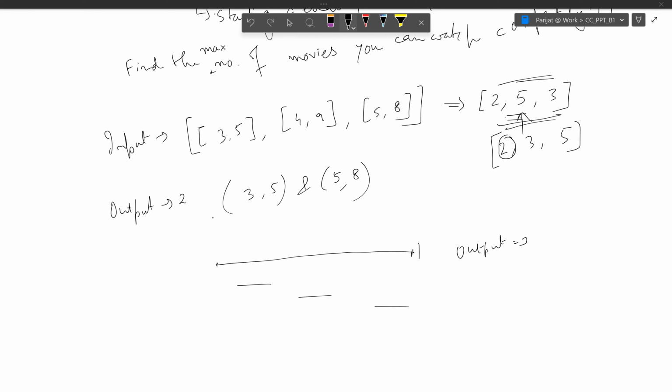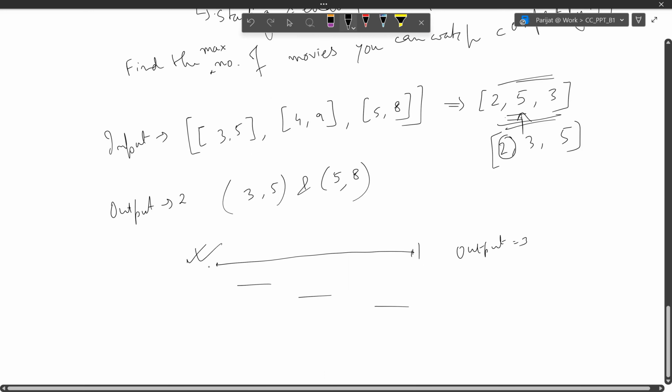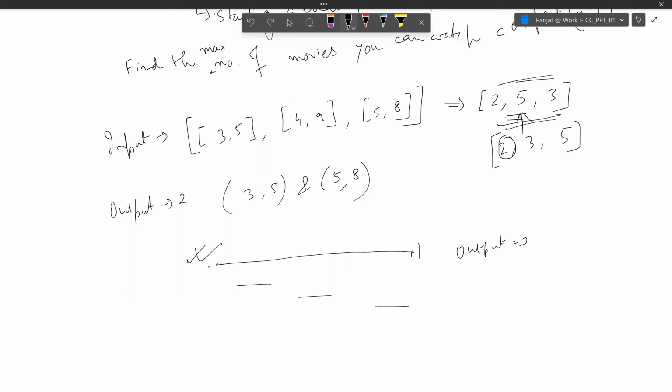But if you want to extend Atul's initial algorithm, how would you modify it so that this case is also handled? Or my question in a different way would be, what will you sort the whole array on, such that you can ensure that you are getting the maximum number of movies?